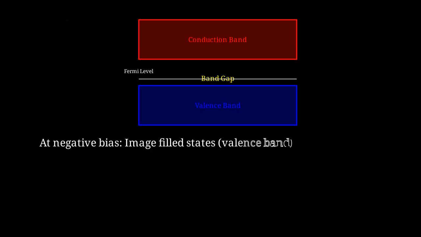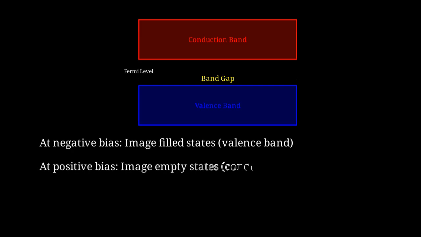At negative sample bias, electrons tunnel from the filled valence band to the tip. The image shows the spatial distribution of valence band states. At positive sample bias, electrons tunnel into the empty conduction band. Now the image shows the conduction band orbital distribution.